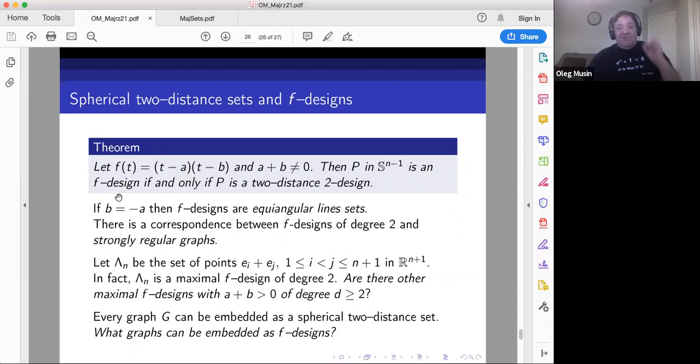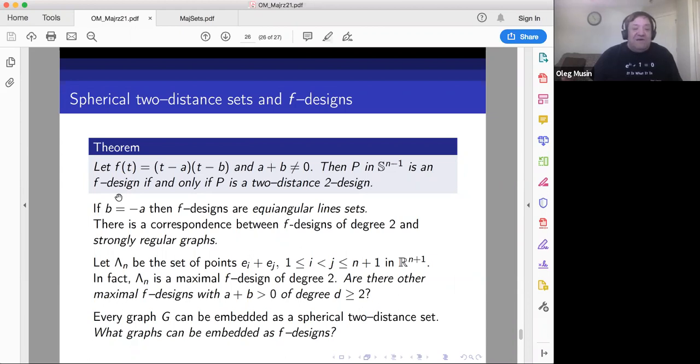Two-distance 2-designs are one of the favorite cases, because it is actually related to strongly regular graphs. So in this case, we know exactly what it is. It is an object considered for many years. The case when b equals negative a is also a known case.